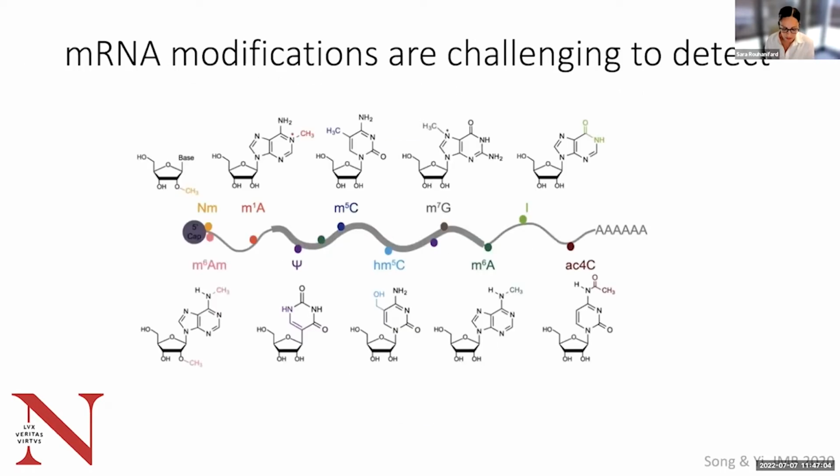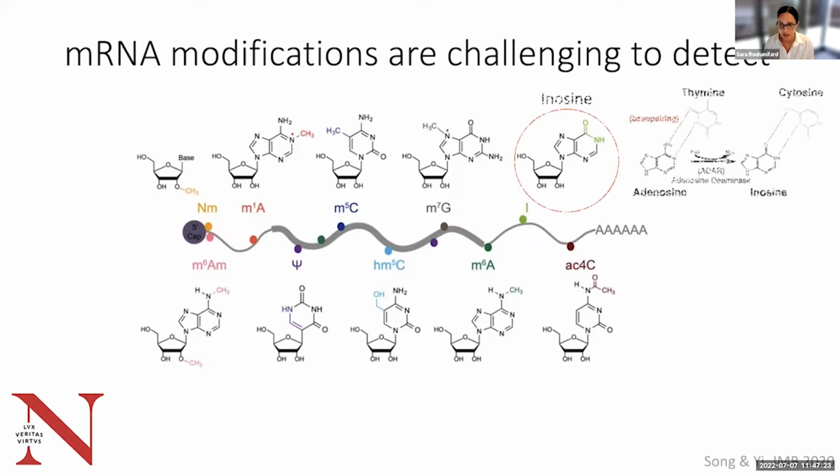So we have some solid examples of RNA modifications having interesting biological functions, but we don't really understand what they're doing inside of our cells at specific sites. So a major hurdle at the moment is that they're really challenging to detect. So the adenosine to inosine RNA editing is perhaps the easiest one to detect.